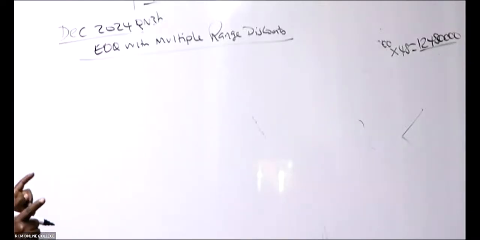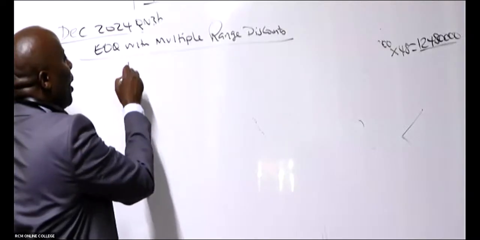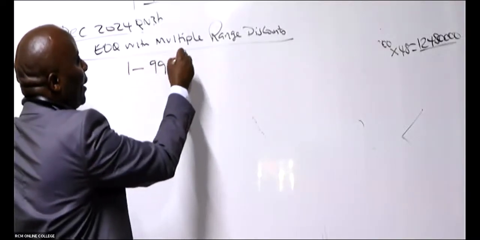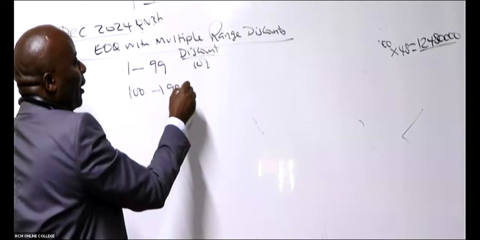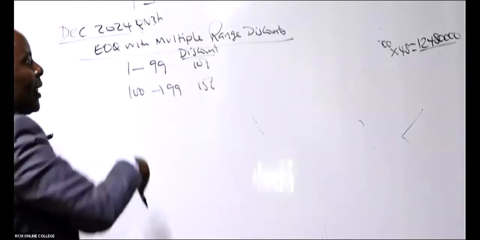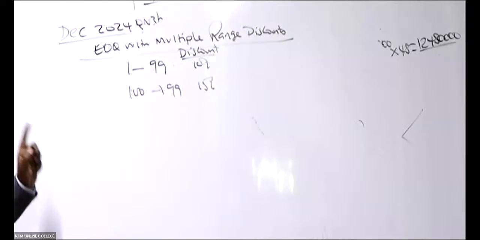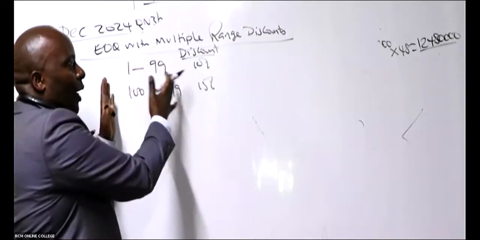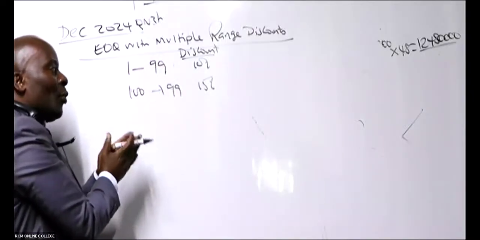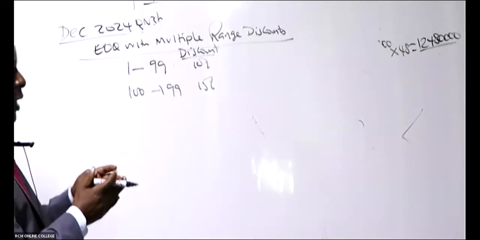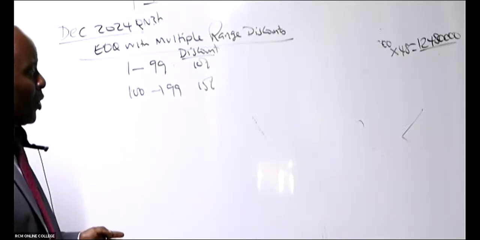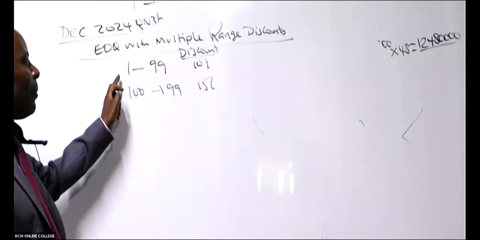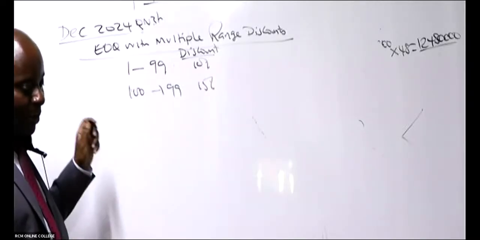Now, we'll go to a question. You'll get a question where you are told that if you procure 1 to 99 units, you get a discount of, say, 10%. If you do 100 to 199, you get a discount of 15%. And these classes are many. In that case, you are dealing with EOQ with multiple range discounts. In the previous class, I did one question where if you procure 15 units, you get 10%, and if you procure 200 units, you get this percentage. That is right, but it's not coming in the form of a range.